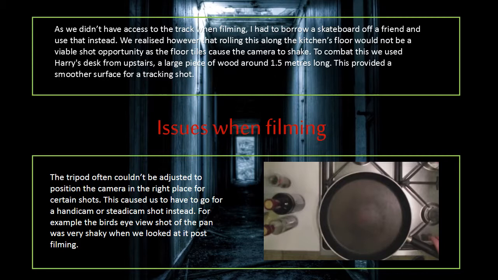The tripod often couldn't be adjusted to position the camera in the right place for certain shots. This caused us to have to go for a Handycam or a Steadicam shot instead. For example, the bird's eye view shot of the pan was very shaky when we looked at it post-filming.